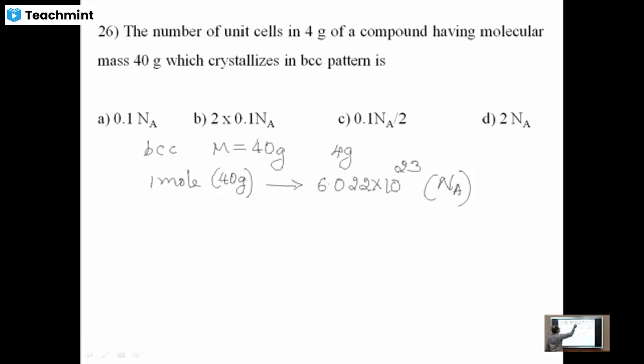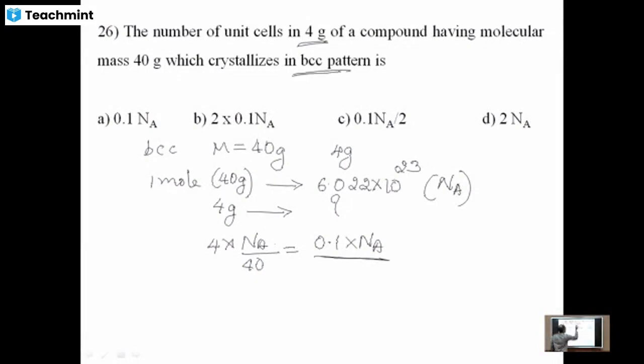We have how many grams? Just 4 grams. Then it has how many particles? What we do? We just cross multiply, 4 into Avogadro number divided by 40. It is equal to 0.1 into Avogadro number. These many particles are present in 4 gram. But the question is, how many unit cells are present?